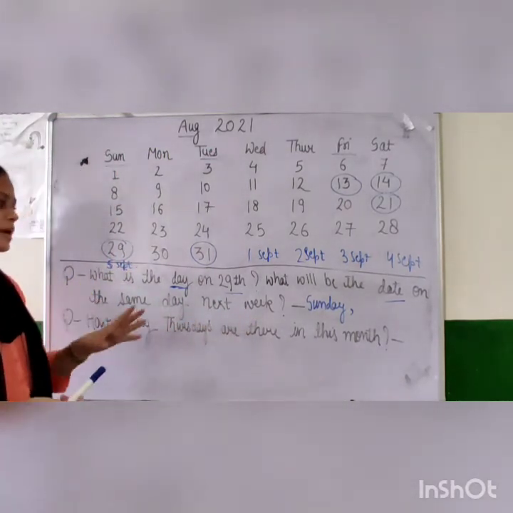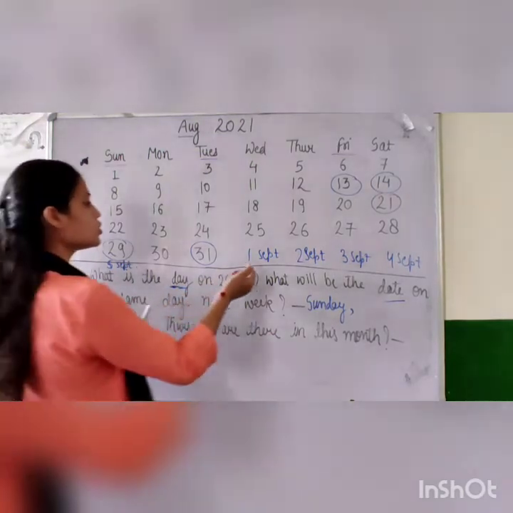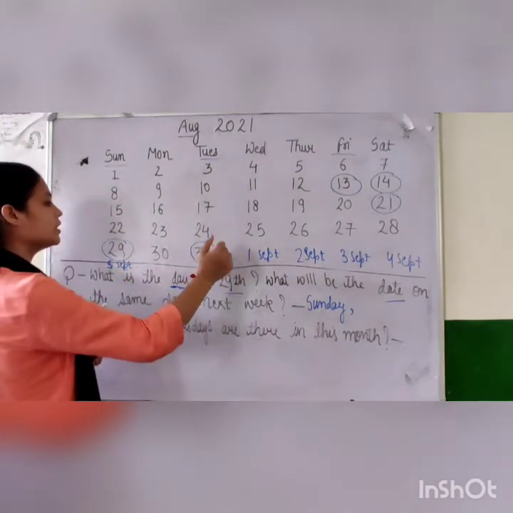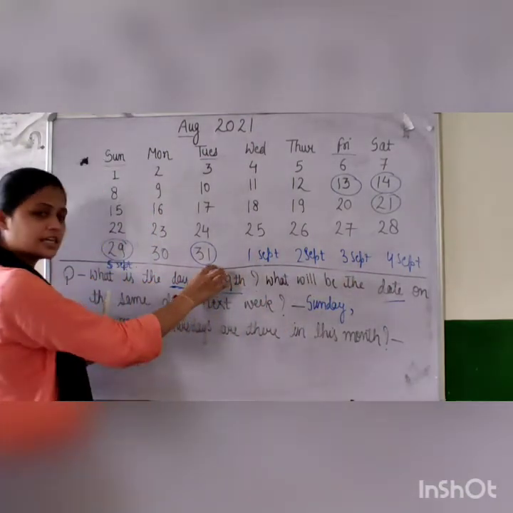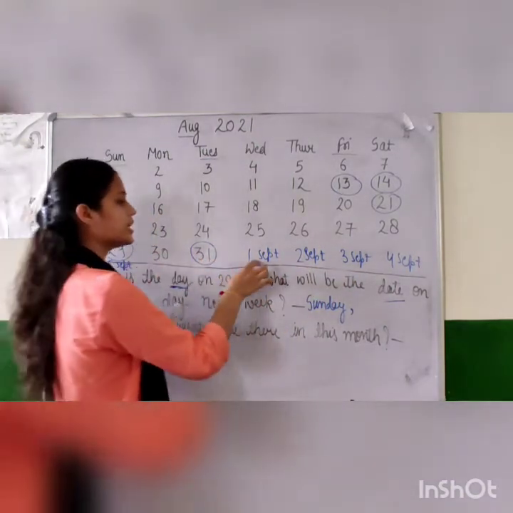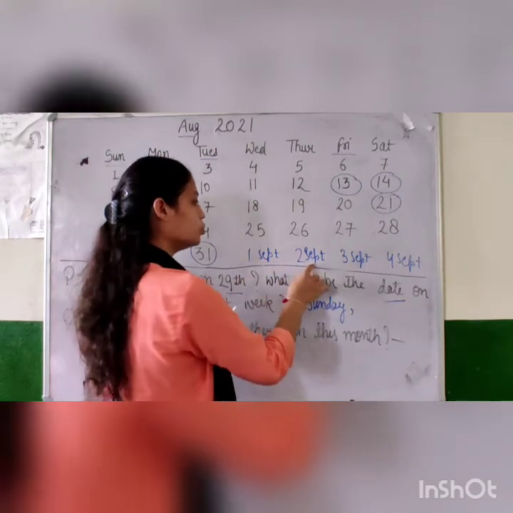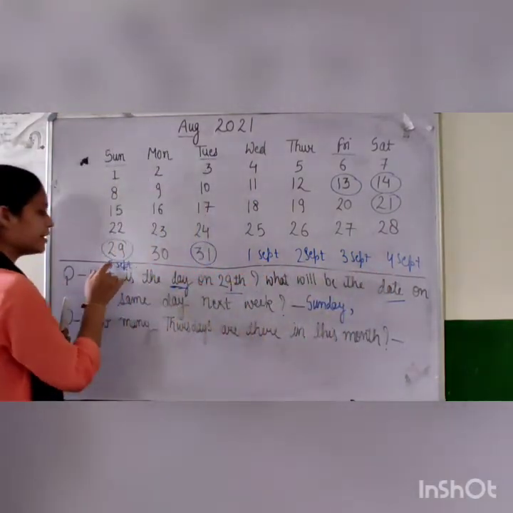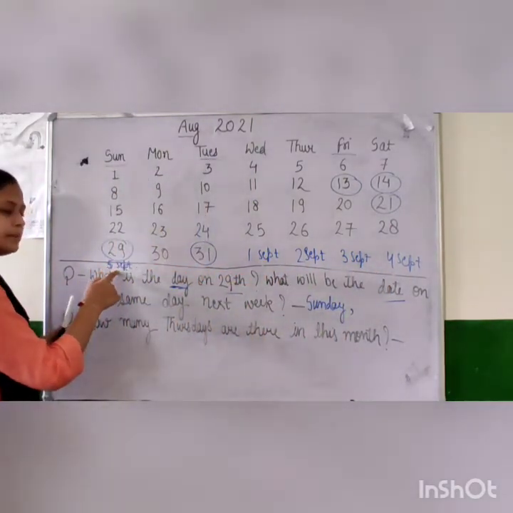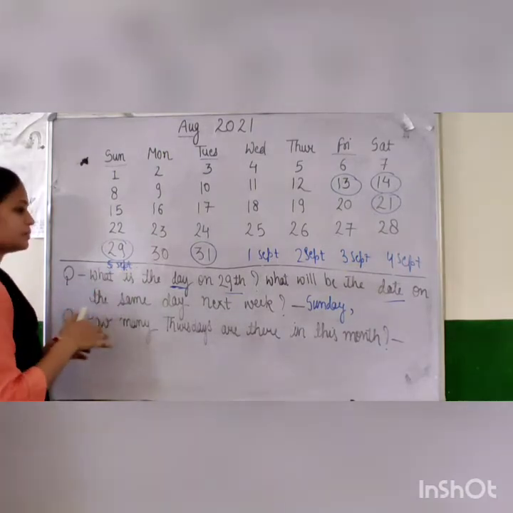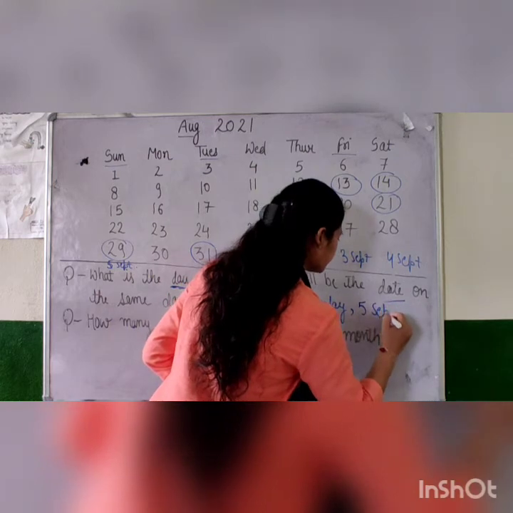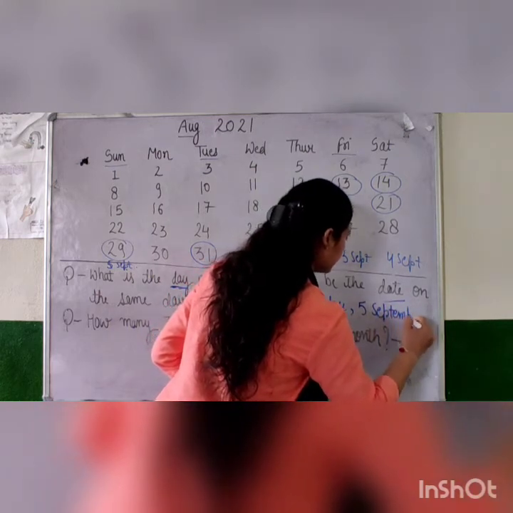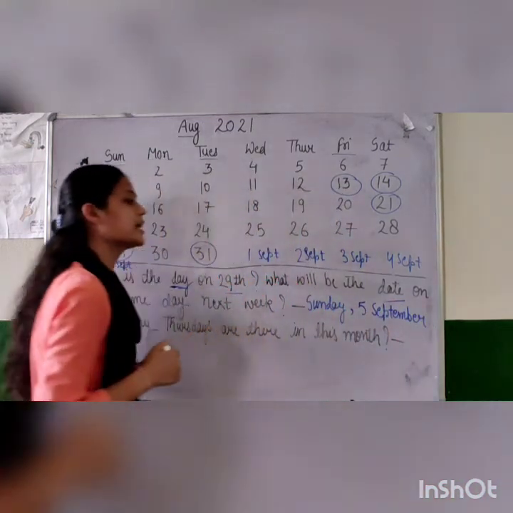Next week, we have to write the date. So we have started writing the dates of September from here because August is till 31 only. Then we have started September. So 1, 2, 3, 4 and 5. So next week on the same day, that is on Sunday, it is 5th of September. So we will write here 5th September. So this is the answer of the second part.